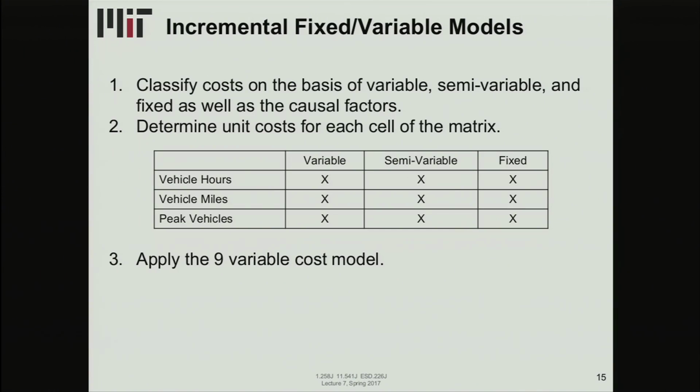explanatory variables. Okay, the third and last type of model that we want to discuss is the incremental fixed variable model. So here, it's somewhat similar to the ones that we saw before, but now we classify costs as being variable, semi-variable, and fixed. So we have a little more sort of precision, a little more precision in what we consider fixed or variable. We also have the same explanatory variables that we had before. So vehicle hours, vehicle miles, and peak vehicles.